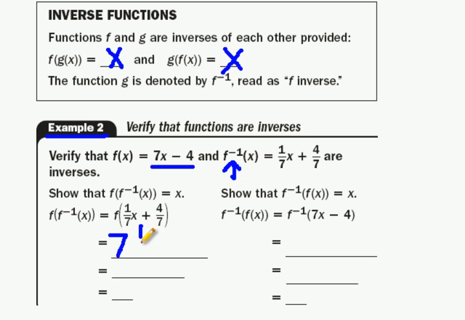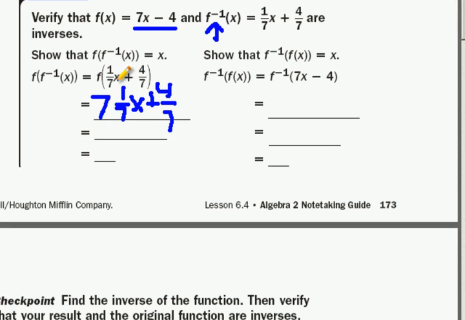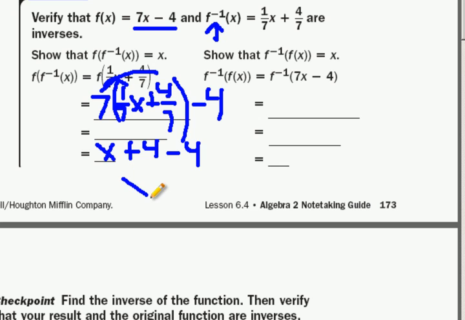7 times (1/7 x plus 4/7). And if I do 7 times all of that stuff, don't forget I've got to subtract 4 from it eventually. I'm going to get x plus 4 minus 4, which equals x. Yes, in fact, it is an inverse. And it works the other way just as well.